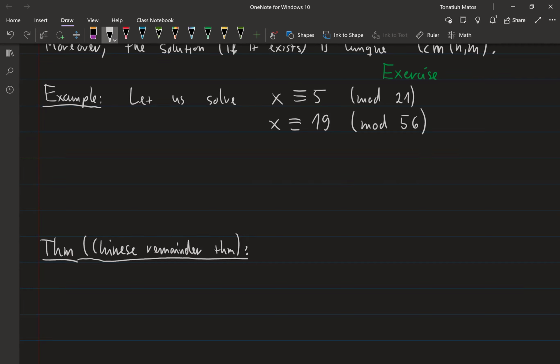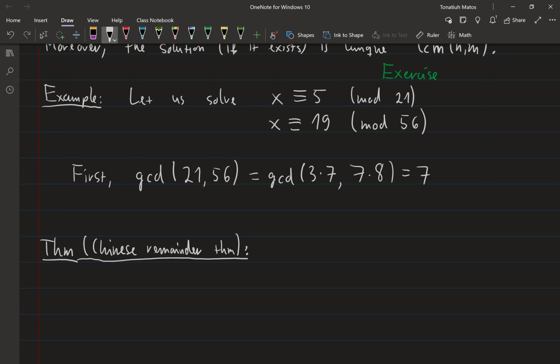So first, to know if this has a solution or not in the first place, the theorem says take the greatest common divisor between these two numbers and see what happens. We can use the extended Euclidean algorithm, but these numbers are small enough that I can just factor them. 21 is 3 times 7, and 56 is 7 times 8. So the greatest common divisor is, of course, 7, using the trick that we did last time. If you want to be a bit more explicit with the primes, I did it like this. So 7 is the greatest common divisor, and 5 is indeed equal to 19 mod 7.